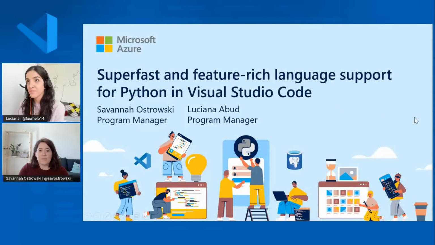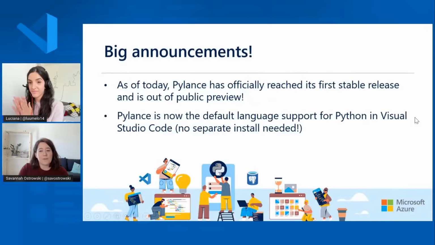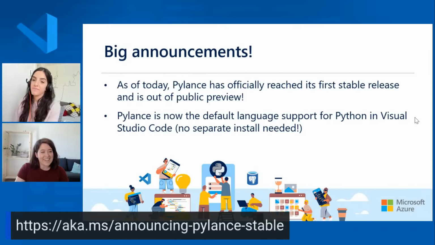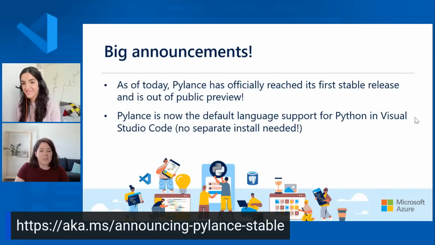In terms of announcements today, the first big announcement, and the one that I've been kind of alluding to all week, is that the Pylance language server is officially out of public preview and has reached its first stable release today. This is a huge milestone for our team. Last June, we released our public preview of Pylance and received both praise and constructive feedback from the community, which has helped guide our work over the last year.